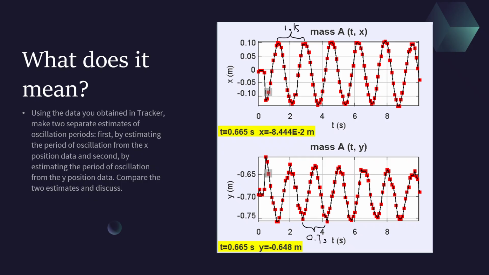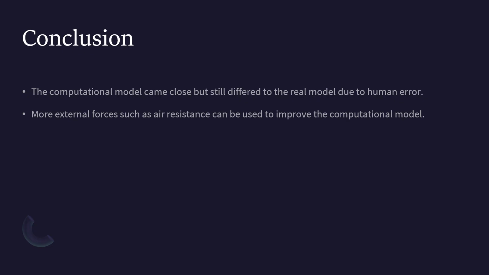Now we can find the period of oscillations of our Tracker data in the x and y direction, as we can see here. In the x direction, it's about 1.1 seconds. In the y direction, it's about 0.7 seconds. It differs a bit, probably because of the external forces acting on the system. So in conclusion, the computational model came close but still differed from the real model due to human error. And in the future, we can also account for other external forces such as air resistance.